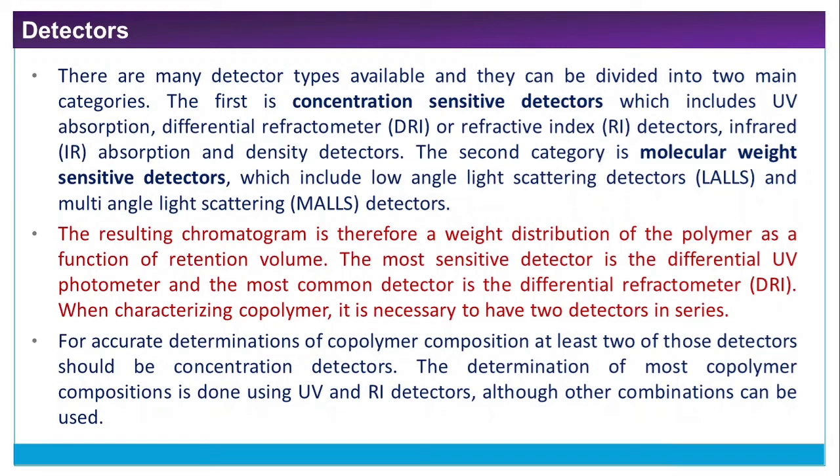So you have to use a series of detectors, more than one detector. Out of that, at least two detectors should be concentration detectors that detect the concentration of the particular components present in the eluate. For that purpose, we can use UV and RI detectors, or almost any other combination. So whatever detectors are available, we have to use more than one detector in gel permeation chromatography.